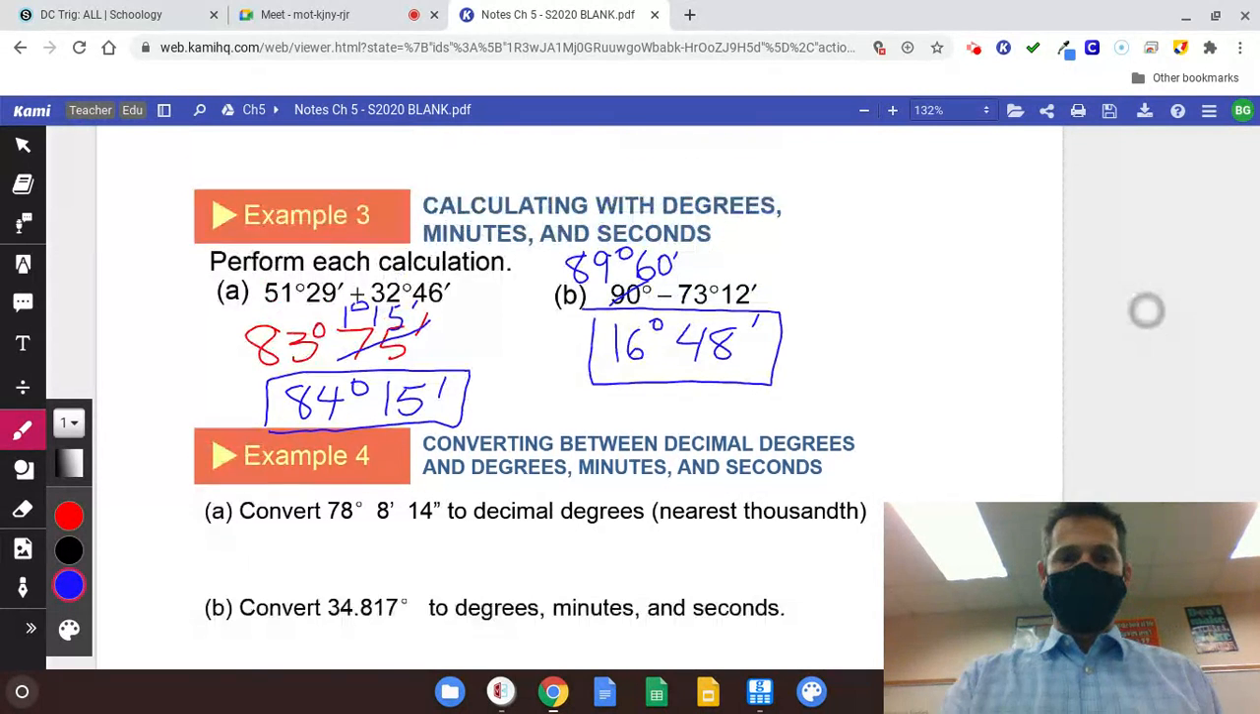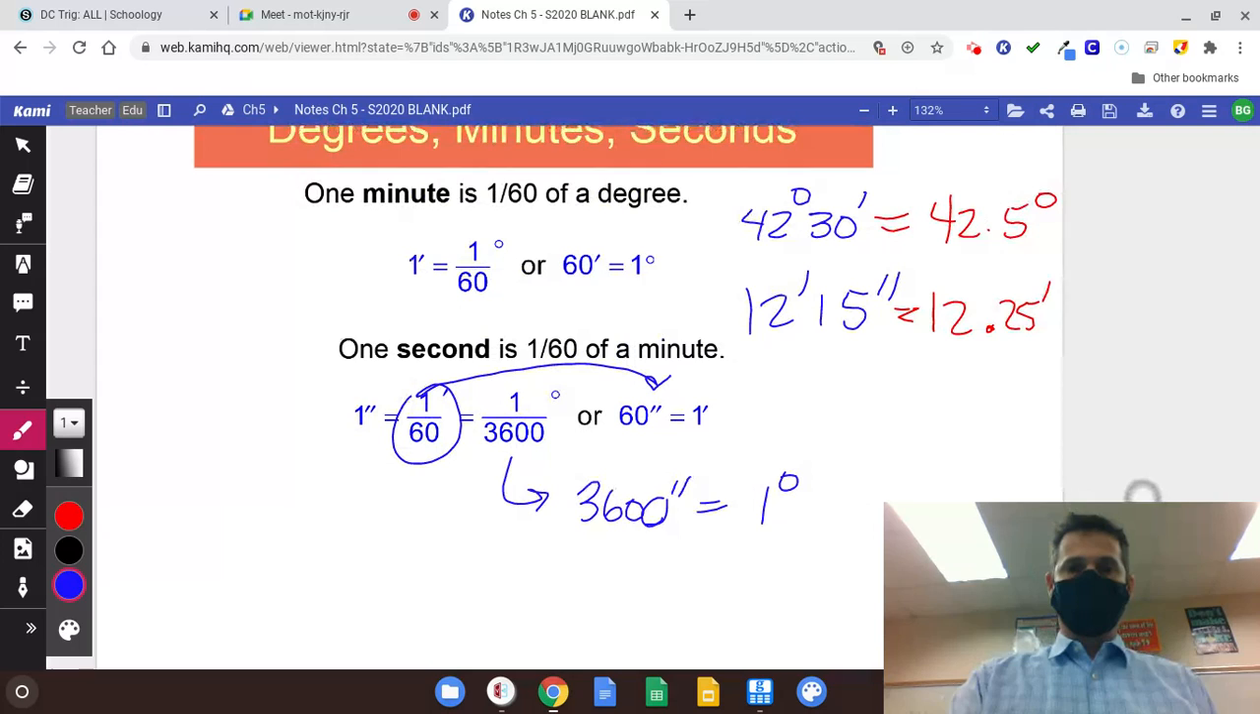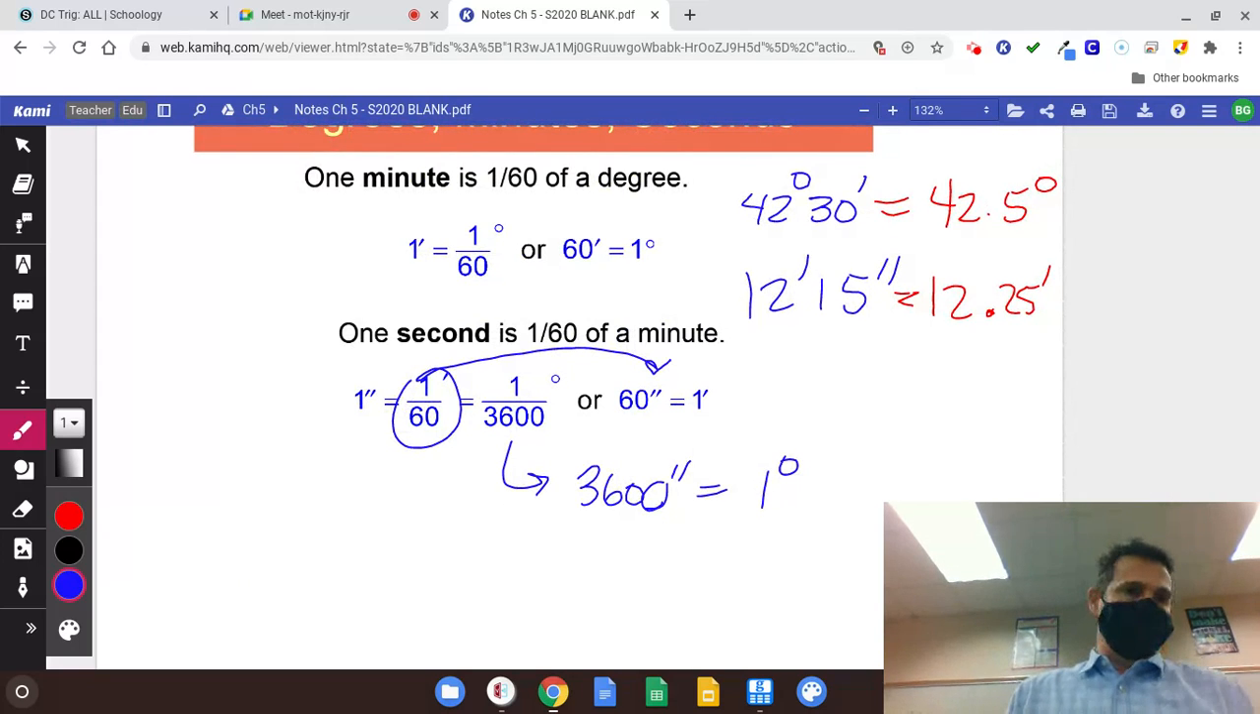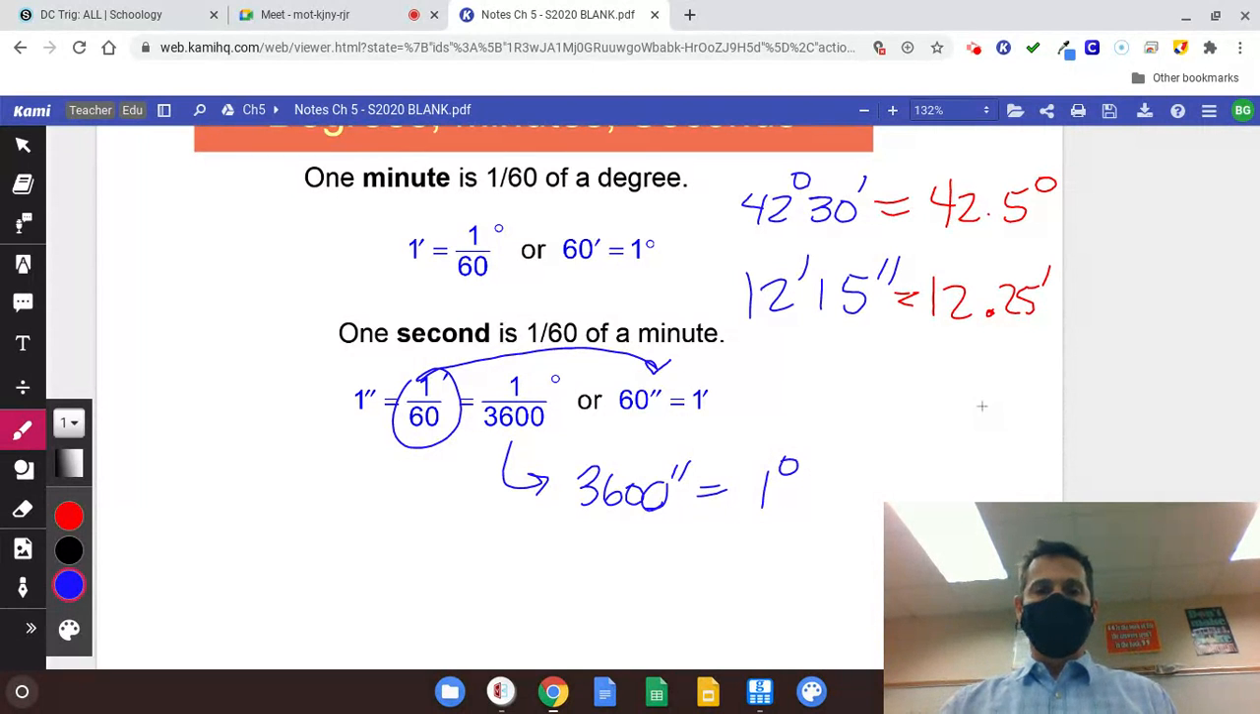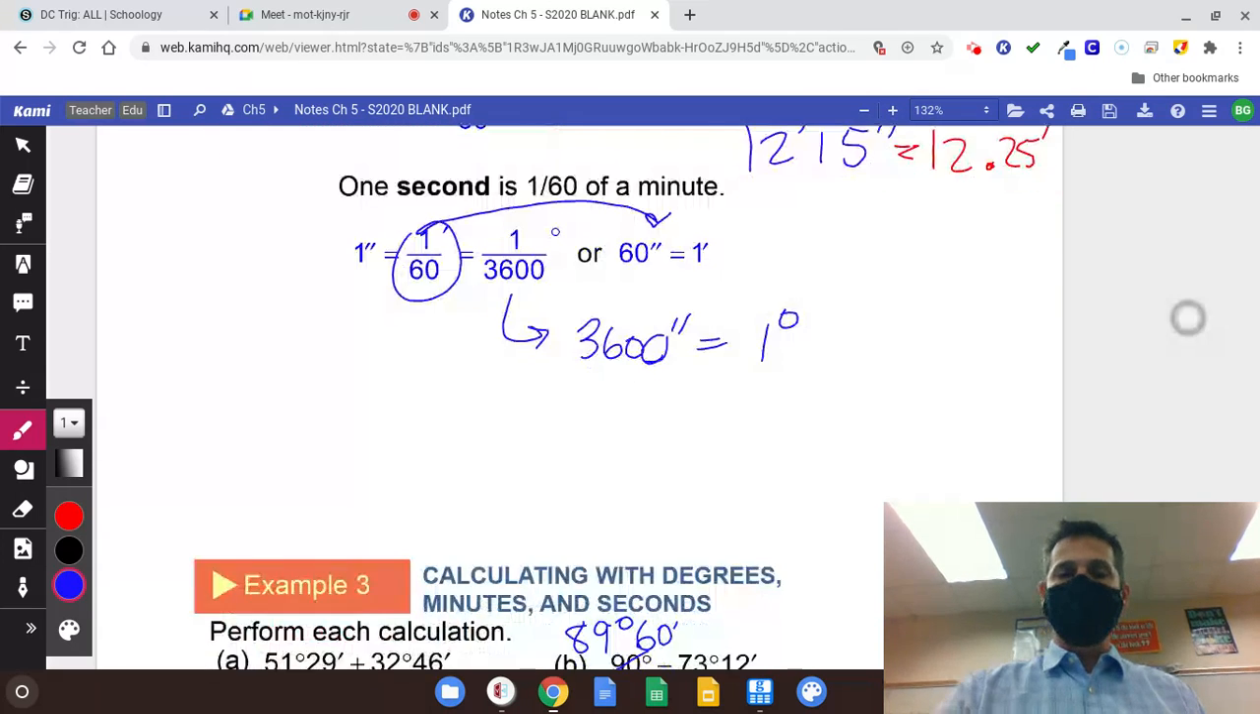So we go back and we look at these conversions, and I treat it kind of like I would treat a chemistry problem. I do some conversions. I know 60 minutes equals 1 degree. I know 60 seconds equals 1 minute. I know 3,600 seconds equals 1 degree. I've got a couple of different conversion factors. It wouldn't hurt for you to have those memorized. You probably already do, except for maybe this one, 3,600 seconds in 1 degree.